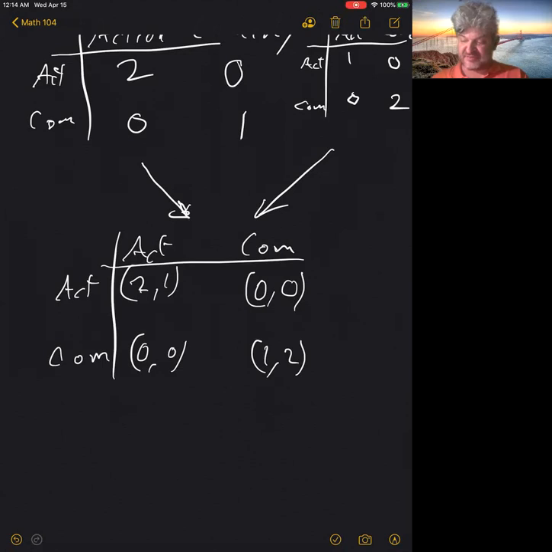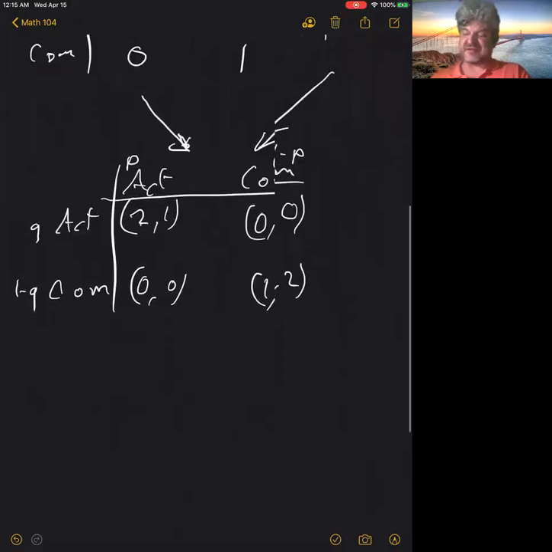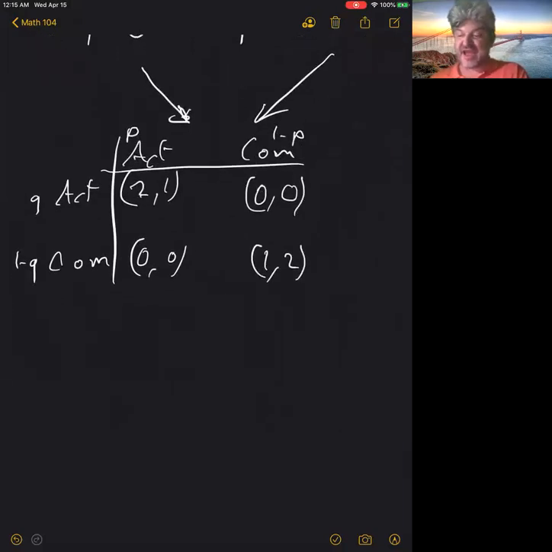If we call the probability for A's first choice P, then A's second choice will have probability 1 minus P. Call the probability for B's first choice Q, then B's second choice has to have probability 1 minus Q. This is already in the script as a diagram. Now we can calculate expected values for A and for B.